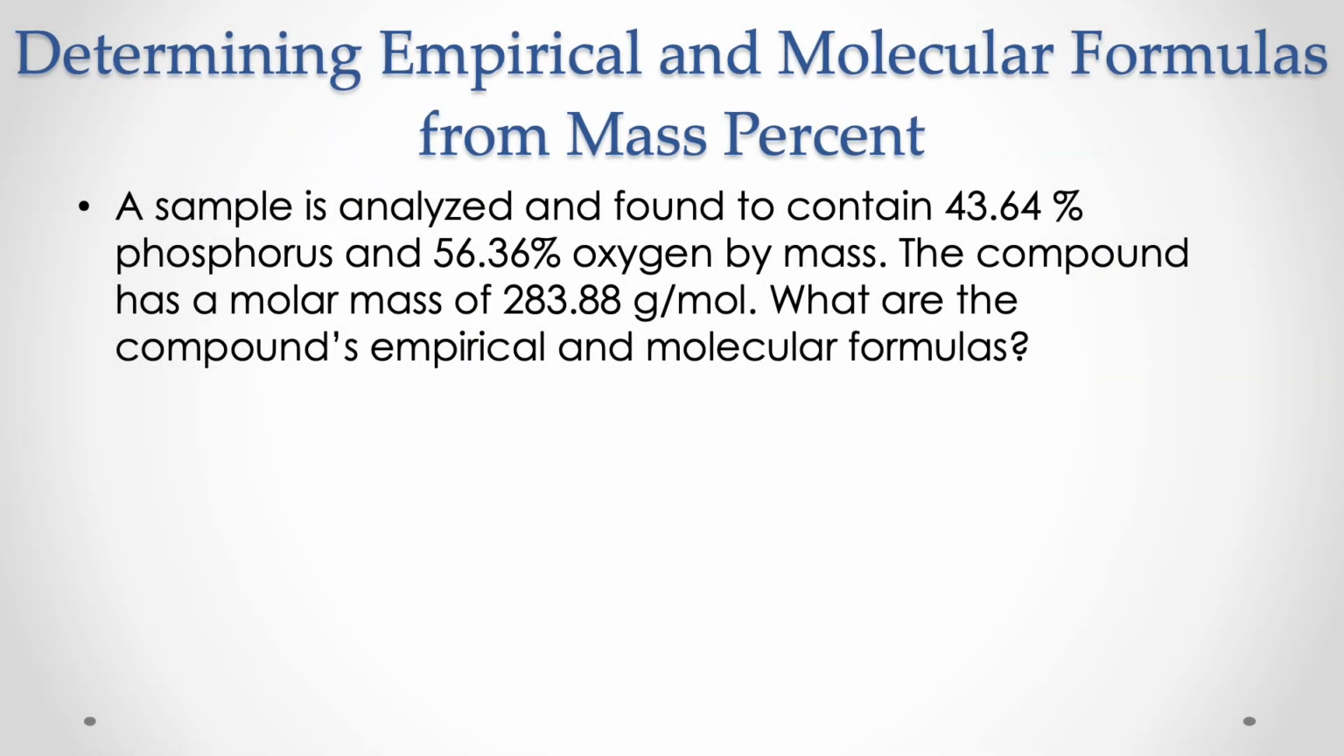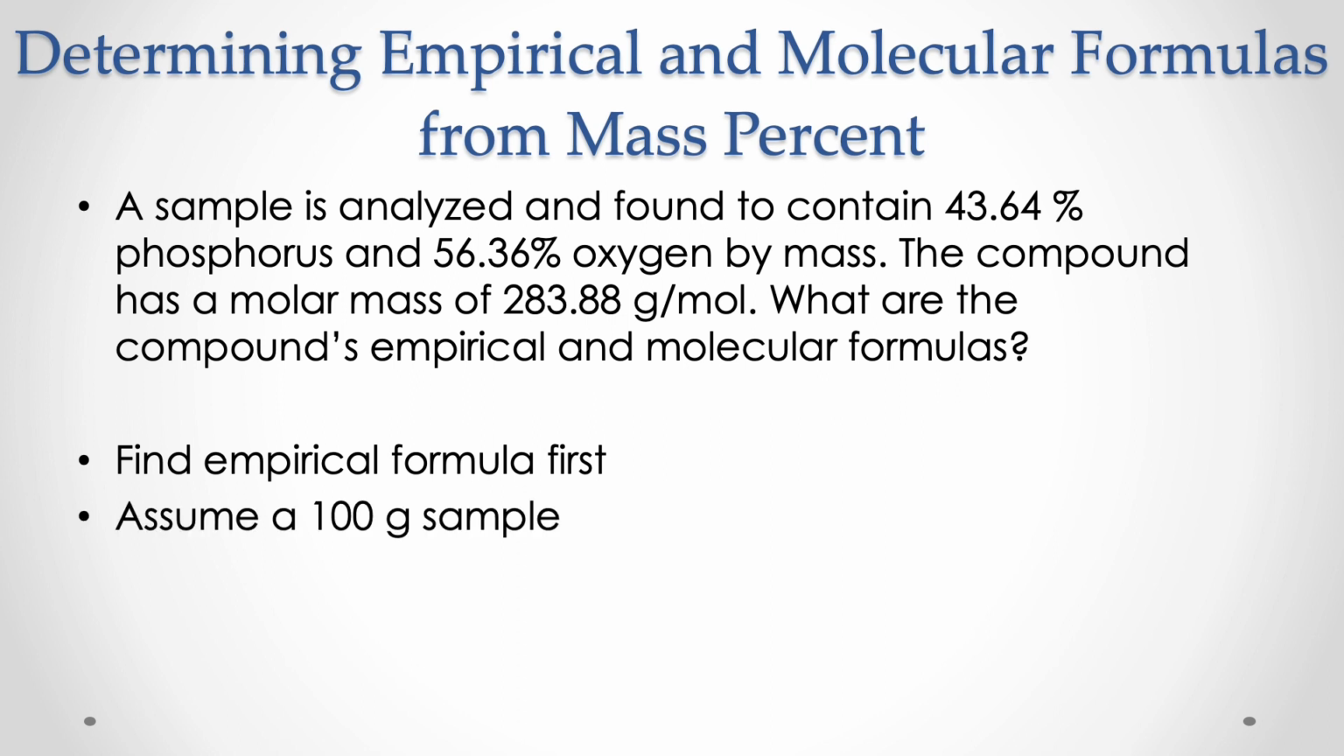Let's determine the empirical and molecular formula from mass percent. A sample is analyzed and found to contain 43.64% phosphorus and 56.36% oxygen by mass. The compound has a molar mass of 283.88 grams per mole. What are the compound's empirical and molecular formulas? Let's find the empirical formula first.